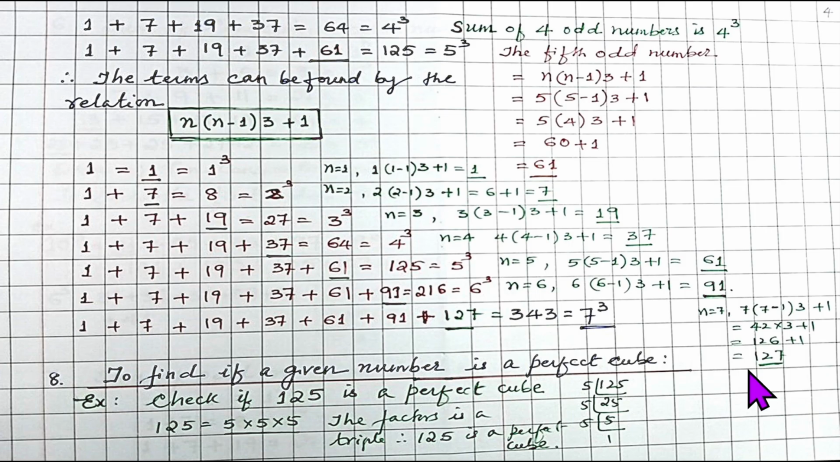Now to find if a given number is a perfect cube, this is very simple. The method is to write the prime factors of that number. For example, if you want to check whether 125 is a perfect cube or not, write the prime factors of 125. You find it is 5 into 5 into 5. Now group them in triples. There are 3 factors here, so it is called a triple. If a triple is formed of the factors of any given number, then that is 100% a cube number.